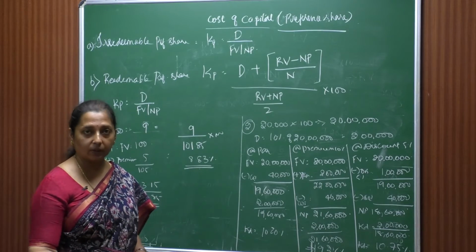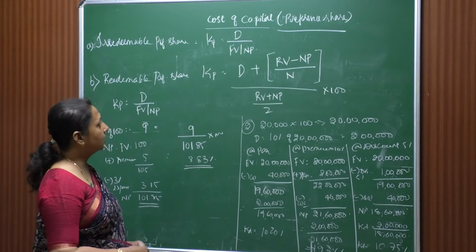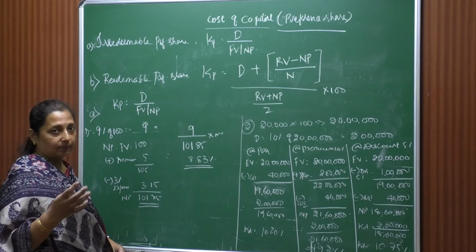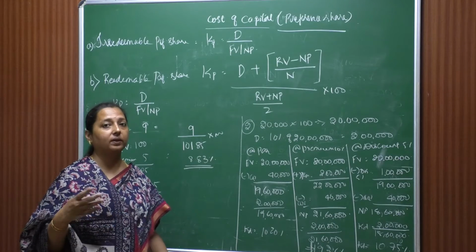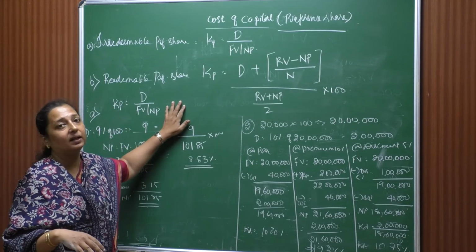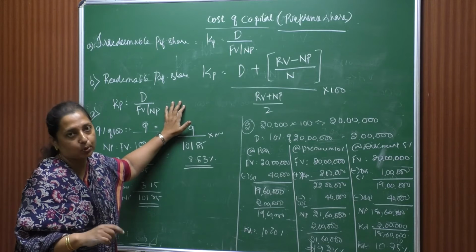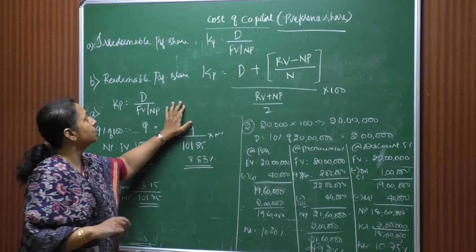Now let us continue with the preference share. The preference share is the same thing as a redeemable debenture, where we go with interest. With a preference share, we go with the term called dividends. Dividend is a portion of profit which has been distributed to the shareholders.